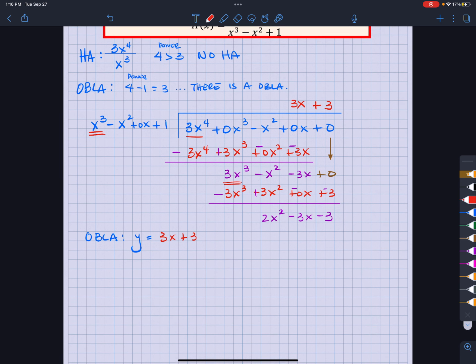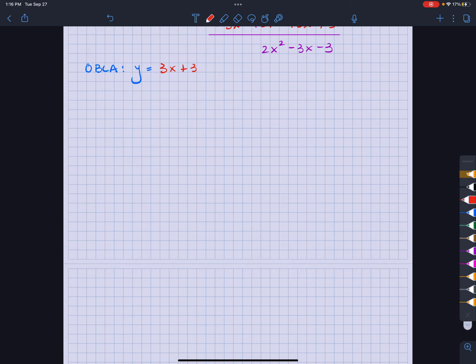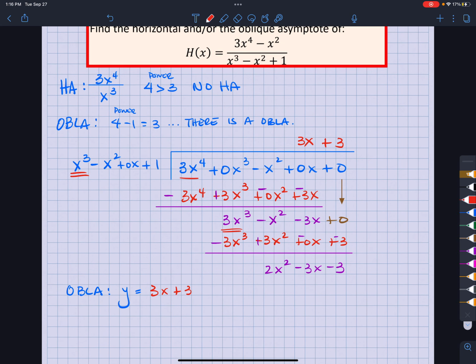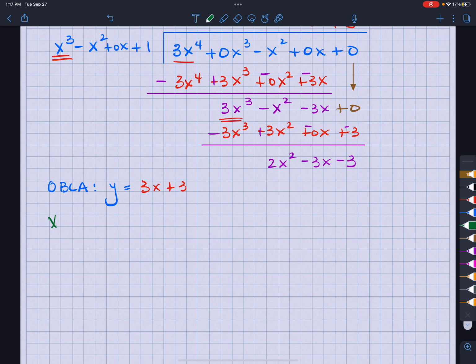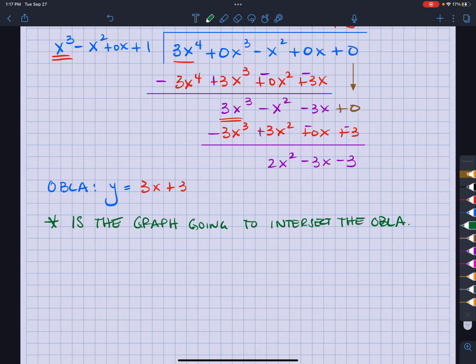Now, the question is, is there going to be a way that the graph is going to touch this? Okay? So that is the ultimate question, right? Is the graph going to intersect the oblique asymptote? Okay, so let's take a look.